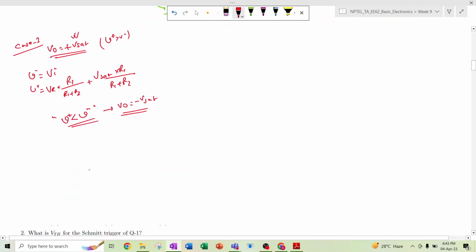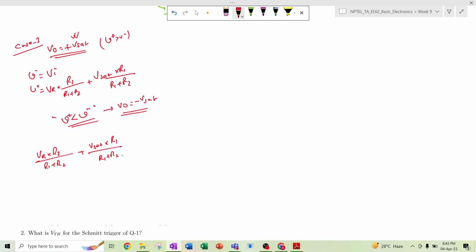So using this equation we can write: if VR into R2 divided by R1 plus R2, plus Vsat into R1 divided by R1 plus R2, is less than Vi, then only this VO will be minus Vsat. So what is the value of VR?